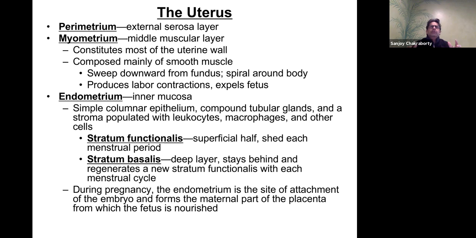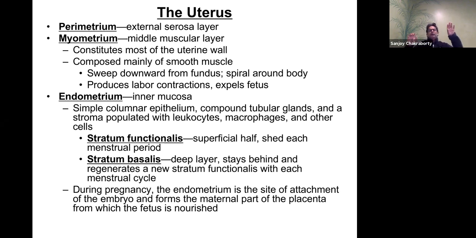So when we say regenerating, what do they regenerate? They regenerate mainly blood vessels and a lot of glands, because remember, blood is what brings the energy and all the material required for the embryo to grow. Because the job of an embryo is to grow. And when they grow, they need tons of molecules, tons of energy molecules. Those are supplied by the mother's body. So this is the layer, stratum functionalis, where these things are happening. The growth during each cycle is happening here.